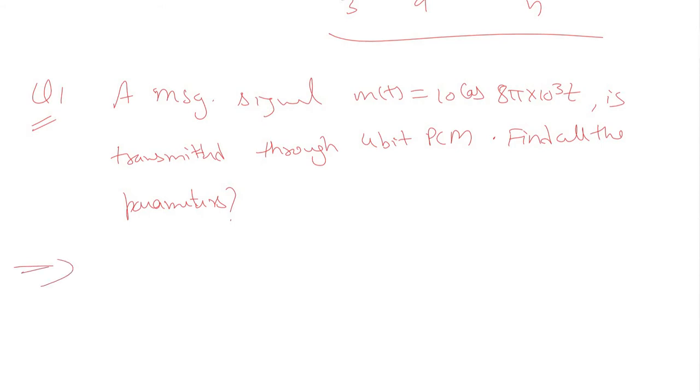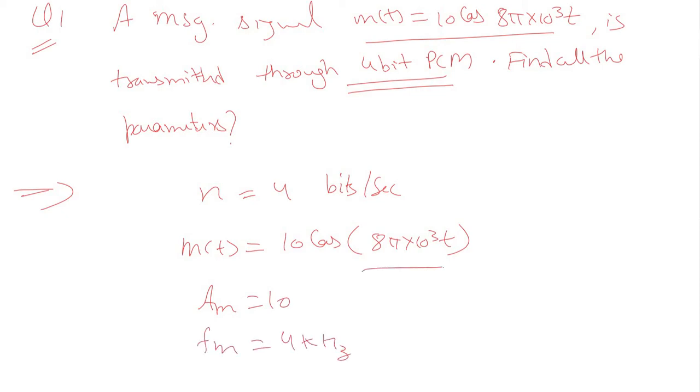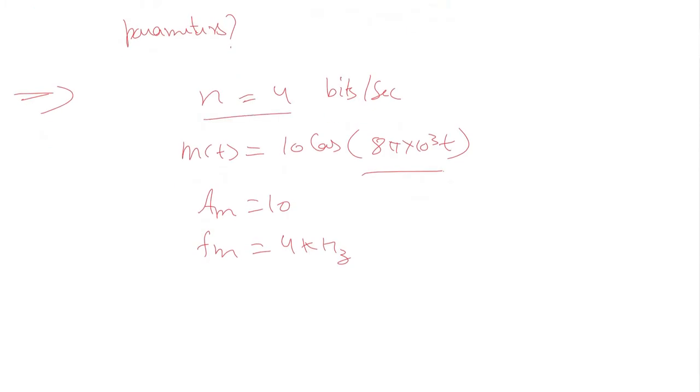This is the question. We are given the message signal and that has to be transmitted using a 4-bit PCM. That means we are given the value of n that is equal to 4 bits. And we are also given the message signal that is 10 cos(8 pi into 10 to the power 3 t). So we can find out important parameters from here, that is A_M would be equal to 10, f_m would be equal to 4 kilohertz, right? Value of n is equal to 4, so the number of quantization levels L would be equal to 2 raised to the power n, that is 16 quantization levels.